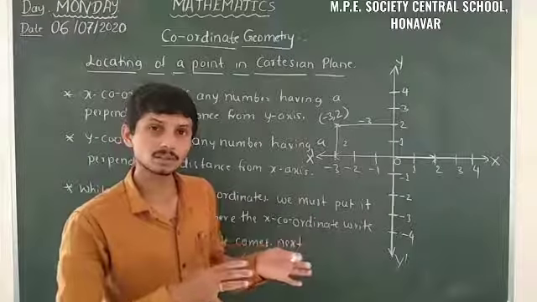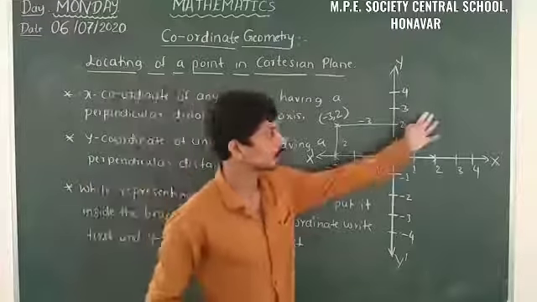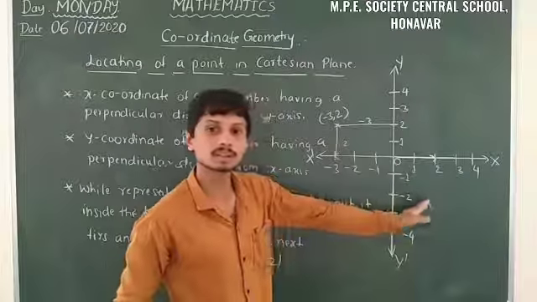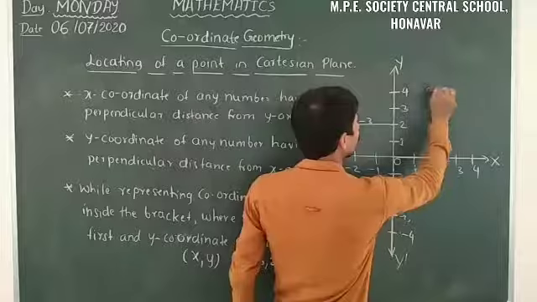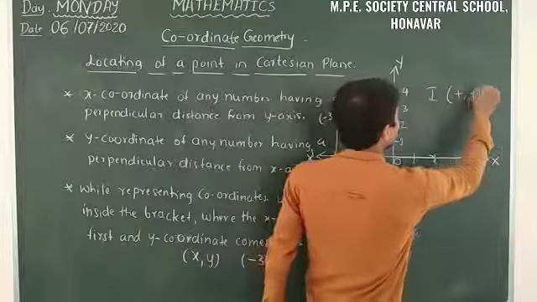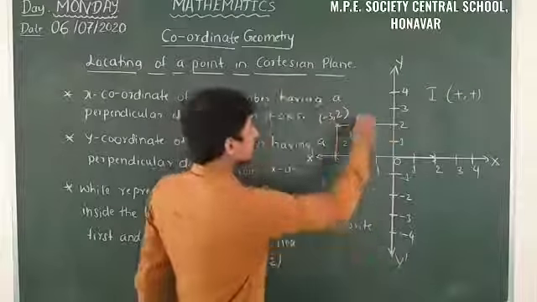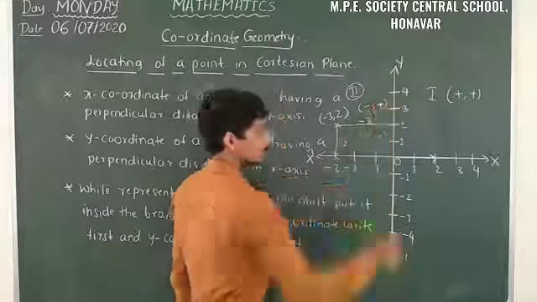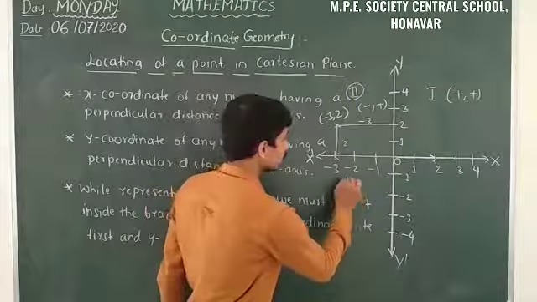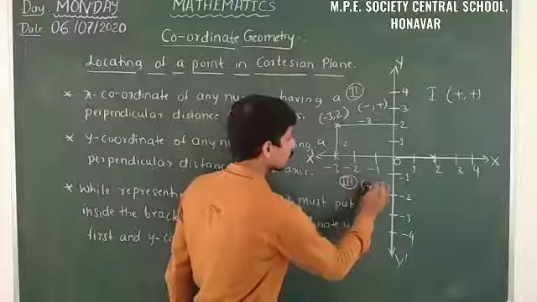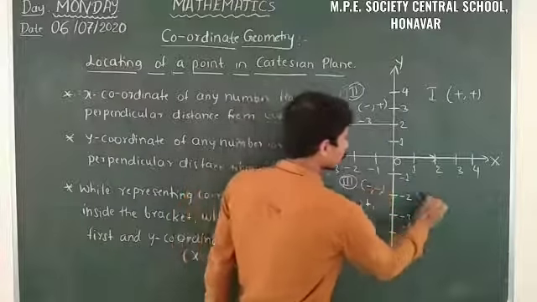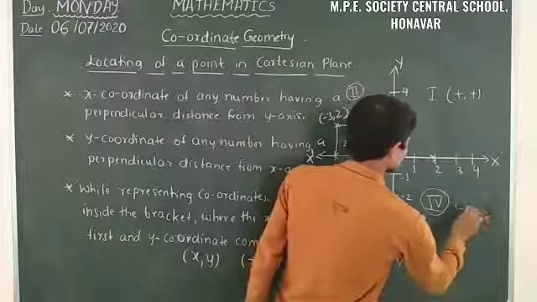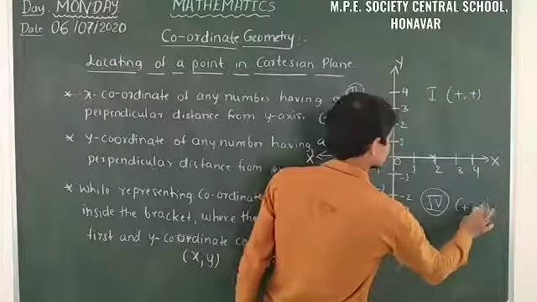So we already know the first quadrant, second quadrant, third quadrant and fourth quadrant. The first quadrant we always see in the form of plus comma plus. Then the second quadrant is always in the form of minus comma plus. And the third quadrant is always in the form of minus comma minus. And the fourth quadrant is always in the form of plus comma minus.